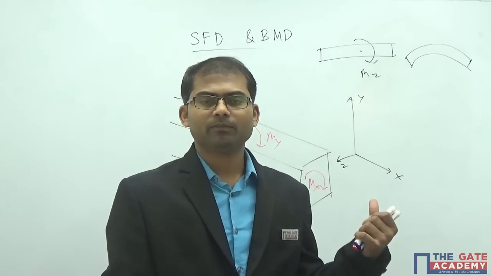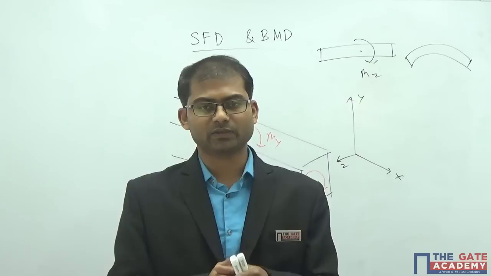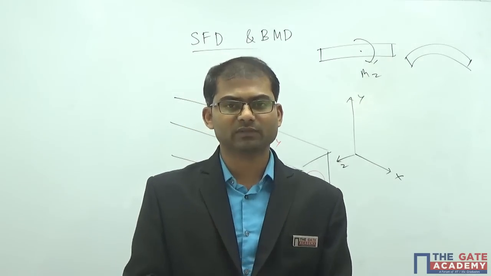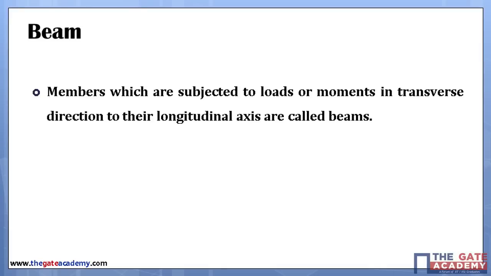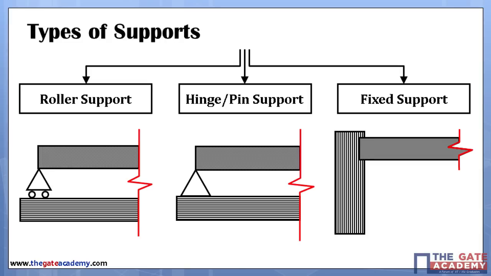So we see that a beam must experience load or moment about transverse directions or along transverse directions. So you can write down the definition from the slide here. It's given like this: members which are subjected to loads or moments in transverse direction to the longitudinal axis are called beams. Now we'll see the types of supports.